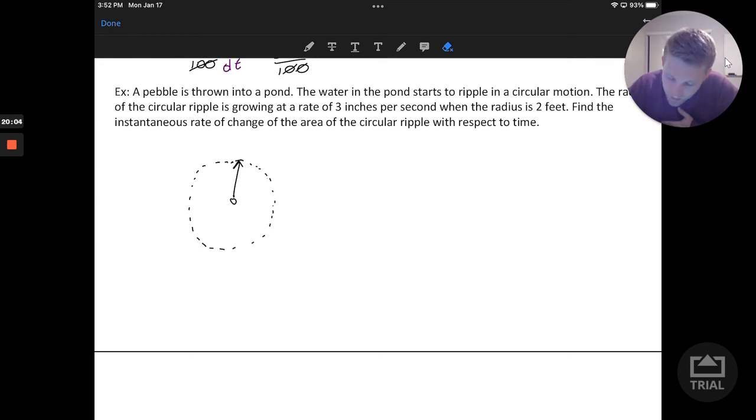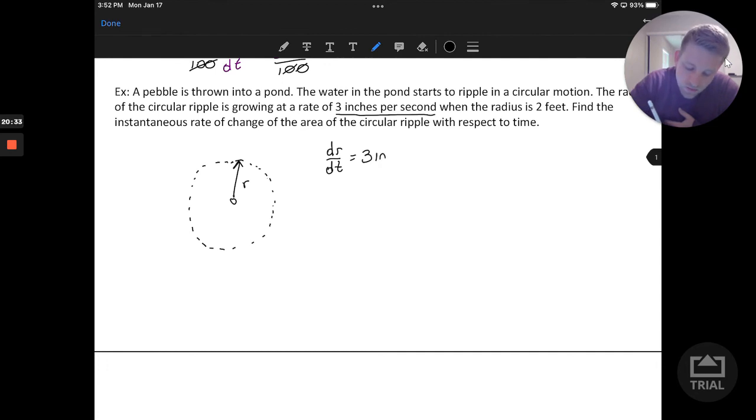So if this is my radius, I'll call that r of this circle. We know that the rate of change of this radius is 3 inches per second. So how would we describe this? Well, the rate of change of any quantity can be represented by the derivative with respect to time here. And so we have dr/dt, that's the change in the radius with respect to time, is equivalent to 3 inches per second.